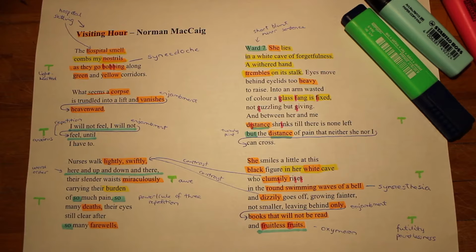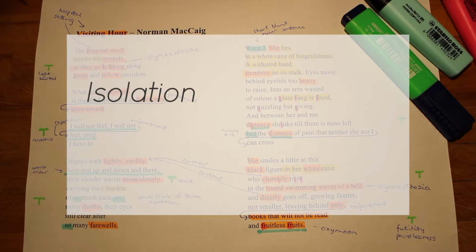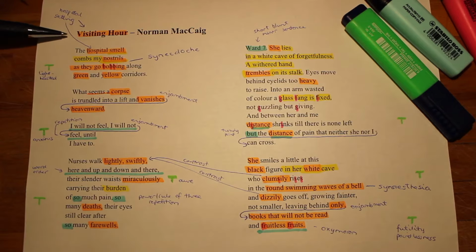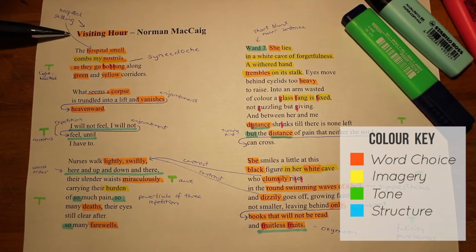Analysing poetry involves identifying and dissecting the literary techniques that the poet has used effectively to explore the theme or themes of a poem. In his poem Visiting Hour, Norman MacCaig explores the themes of isolation, facing loss, and confronting mortality. The title of the poem immediately tells us where we are.